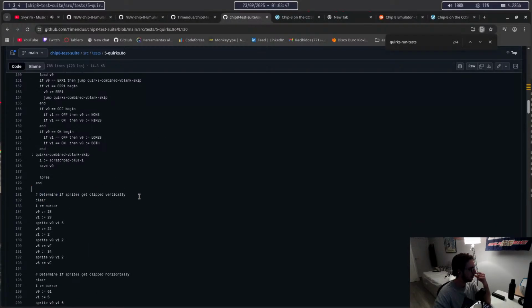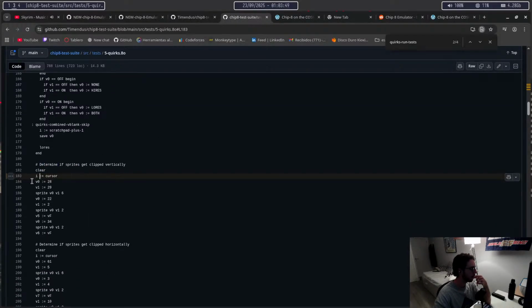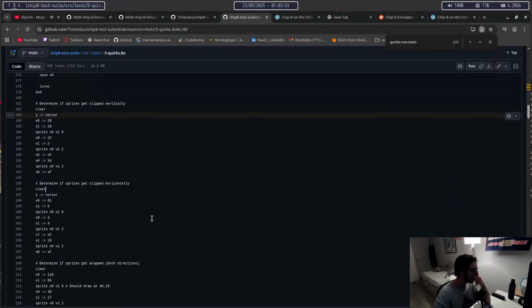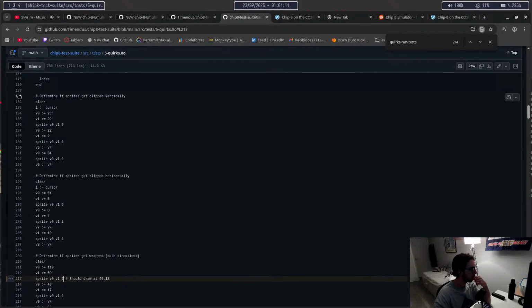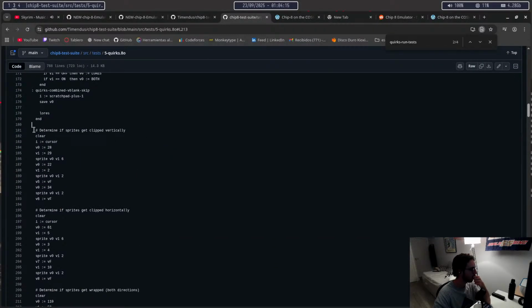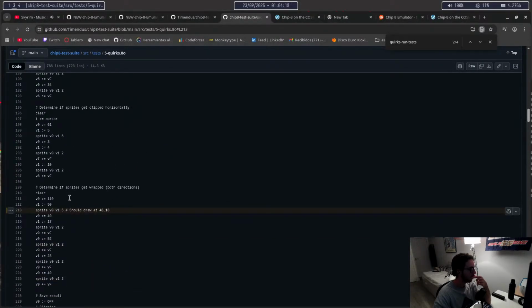Okay, so this determines if sprites get clipped vertically. So you said B0 to 110, B1 to 50. Should draw at 46, 18. Okay. And 181 of the source code. I mean, what I should be focusing on is this, the whole wrapping thing, no?